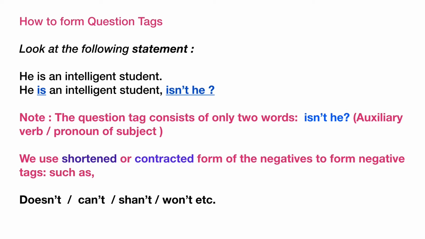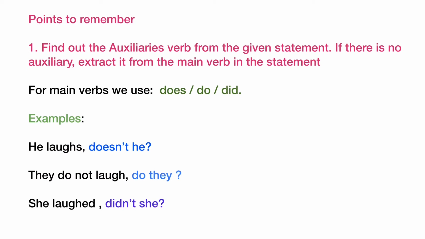The form of the question tag should be in agreement with the subject and the verb in the statement. So we use contracted form of negatives to form negative question tags such as does not becomes doesn't, cannot becomes can't, shall not becomes shan't, will not becomes won't, etc. Students, notice one thing, that question tag always starts with small letter. This is very important point to remember.